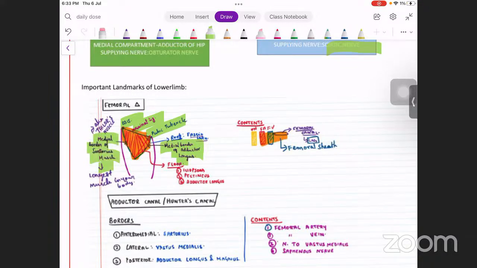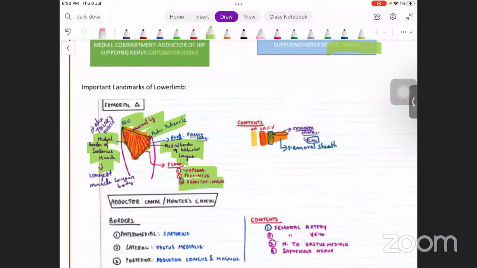Sartorius is the longest muscle in your body, and it is also known as the Tailor's muscle. Then you have the roof. The roof is formed by fascia lata, and the floor is formed by three muscles: iliopsoas, adductor longus, and pectineus.